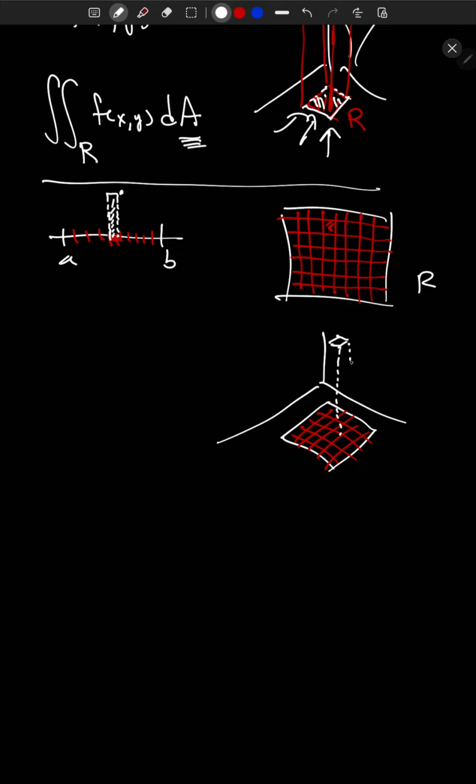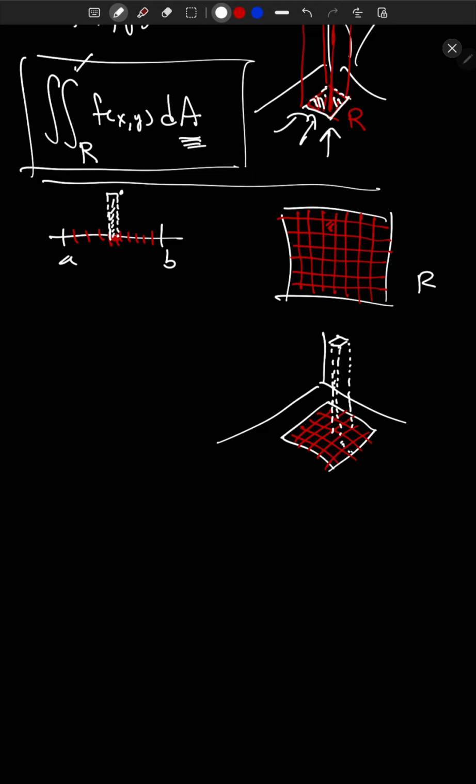And this guy is going to have a volume because it's a rectangular box. And so that little volume there is a small bit of the volume underneath the graph. And if you add up all the volumes above each of these little boxes, you're going to get essentially the volume under the graph, which is this double integral right there. Two integrals, at least for now, represents the fact that we're working with two variables.